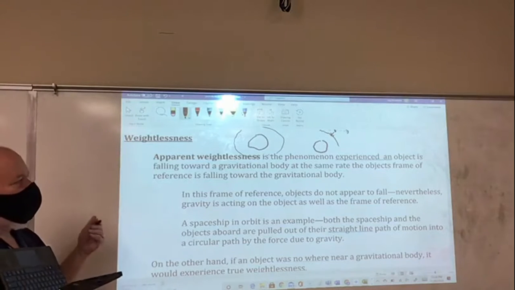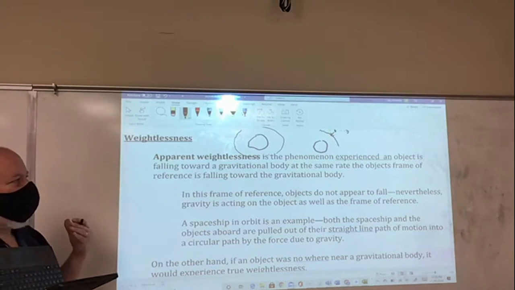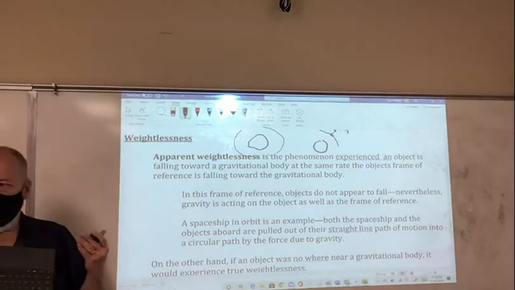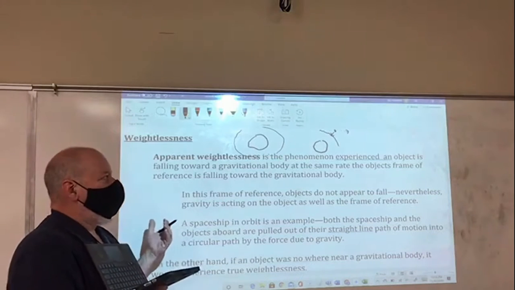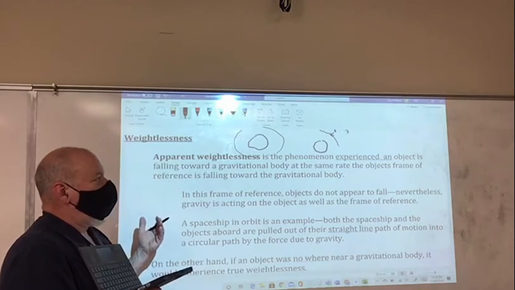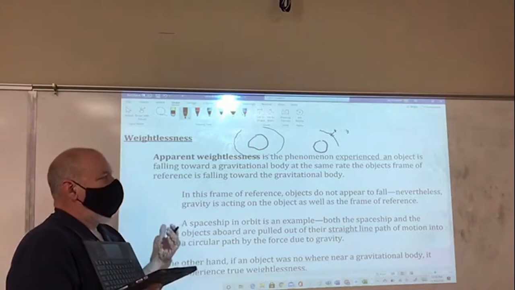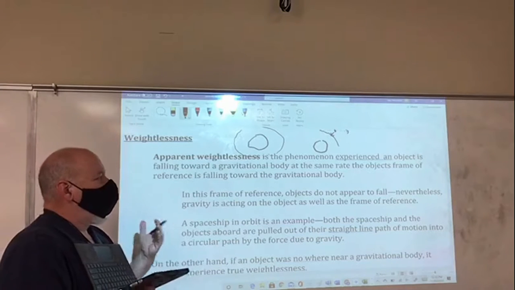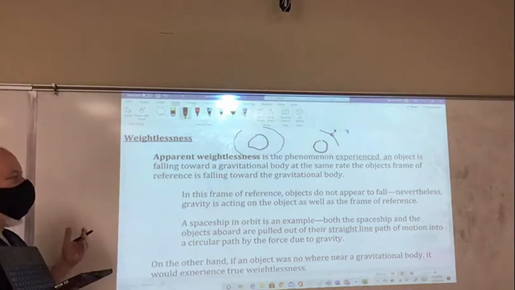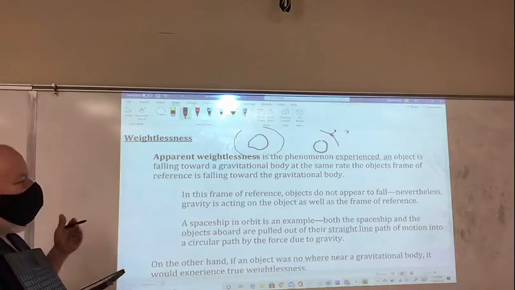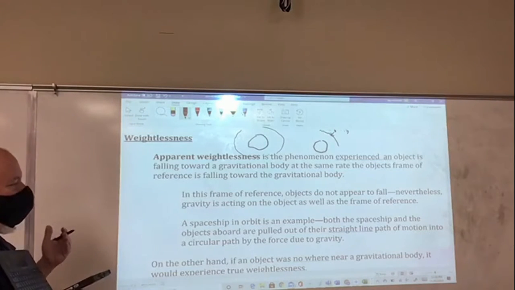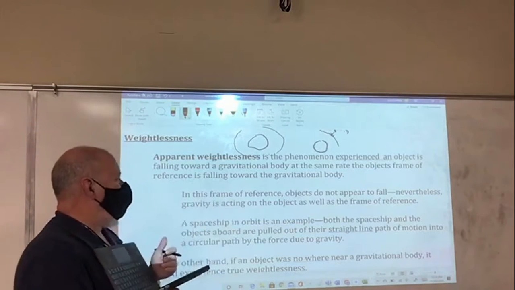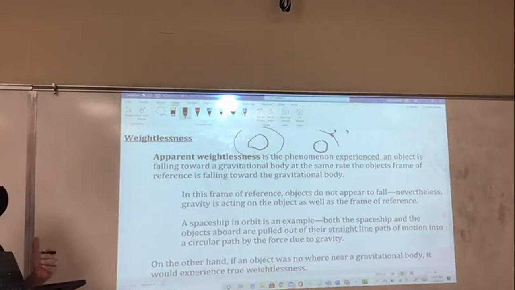So in that circumstance, relative to my frame of reference, I can't tell that I'm falling towards the center of the Earth, can I? But I can't tell that the space station's falling towards the center of the Earth either. Nevertheless, it is, but we're both falling at the same rate. So I feel weightless because my frame of reference and myself are falling at the same rate. So in this frame of reference, objects don't appear to fall. Nevertheless, gravity is acting on them as well as on the frame of reference.